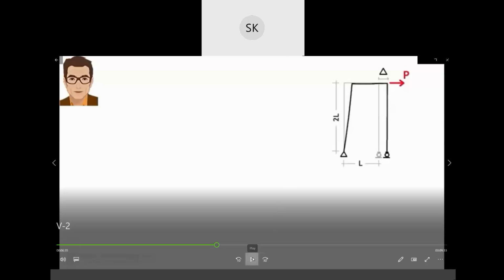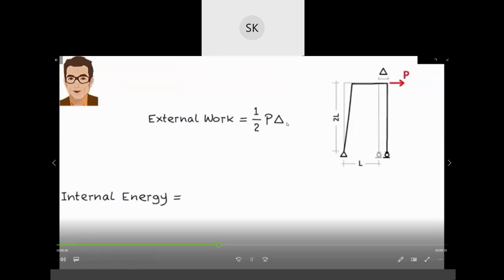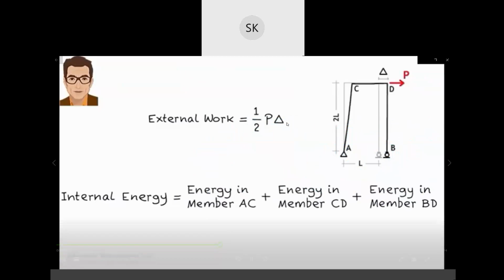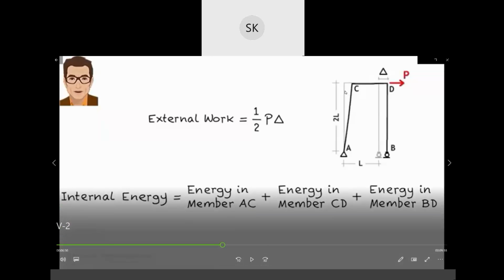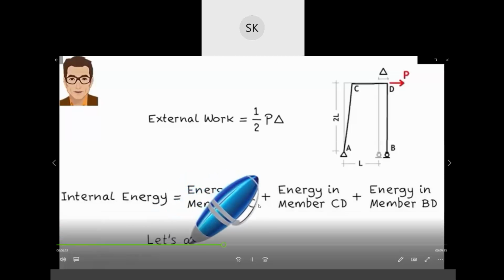It is called a portal frame. The external work is one half P times delta. The frame consists of 3 members. We need to calculate the internal energy stored in each member. To do so, first we have to divide the structure. We need to find energy in the member AC, then CD, and then DB. So we have distributed this internal energy in three members, and calculate its internal member forces.